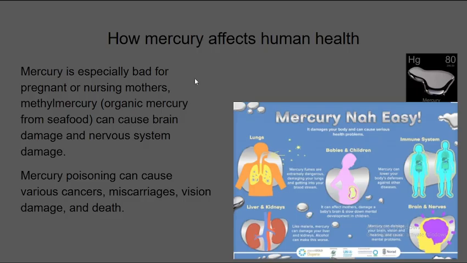Why mercury is bad and how it affects human health. Mercury is bad for pregnant or nursing women. It can lead to brain damage and nervous system damage. Mercury poisoning can also cause miscarriages, cancer, vision problems, and death. And here are a few more examples on here.